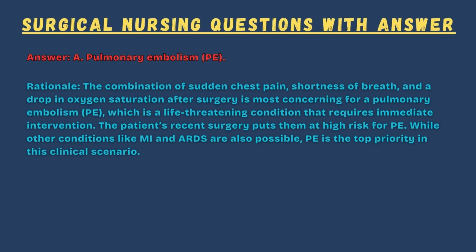Answer: A. Pulmonary embolism, PE. Rationale: the combination of sudden chest pain, shortness of breath, and a drop in oxygen saturation after surgery is most concerning for a pulmonary embolism, PE, which is a life-threatening condition that requires immediate intervention. The patient's recent surgery puts them at high risk for PE. While other conditions like MI and ARDS are also possible, PE is the top priority in this clinical scenario.